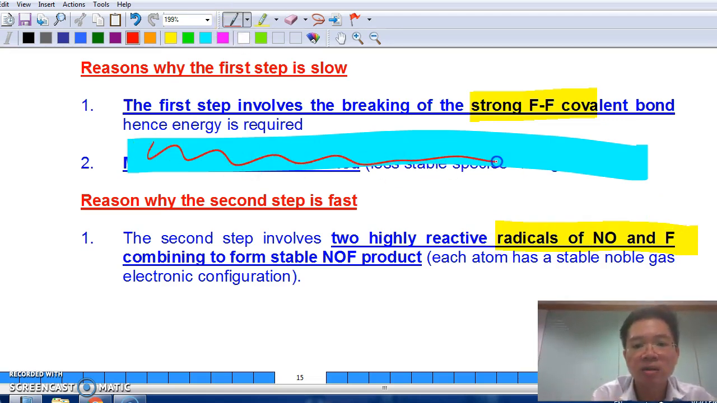Okay, don't bother about this. Not very correct point. So these are the two reasons to justify why I would propose step 1 as slow and step 2 as fast.